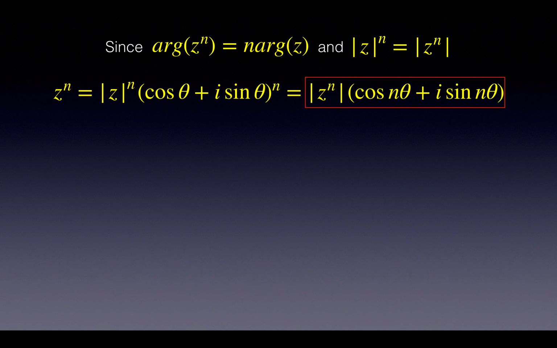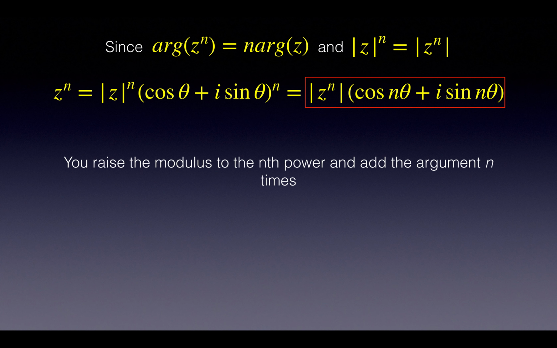Since the argument is added n times and the modulus is multiplied by itself n times, we can write z to the power n in this way using polar form.